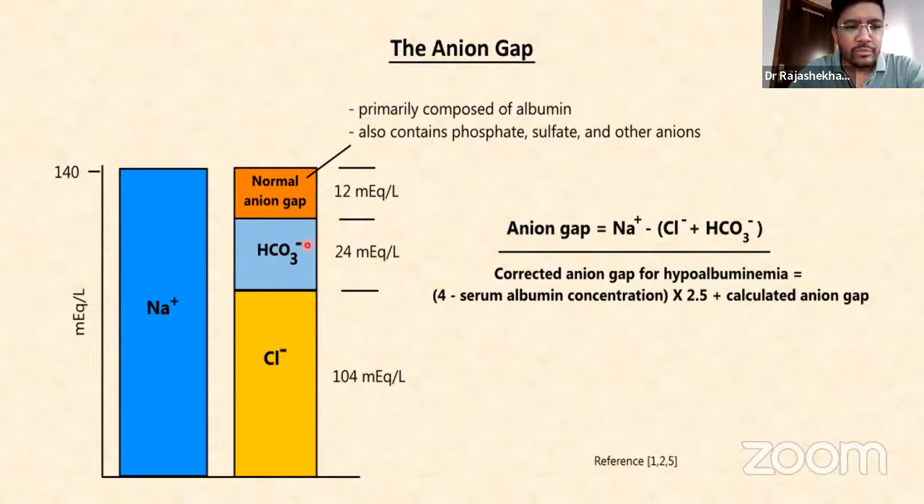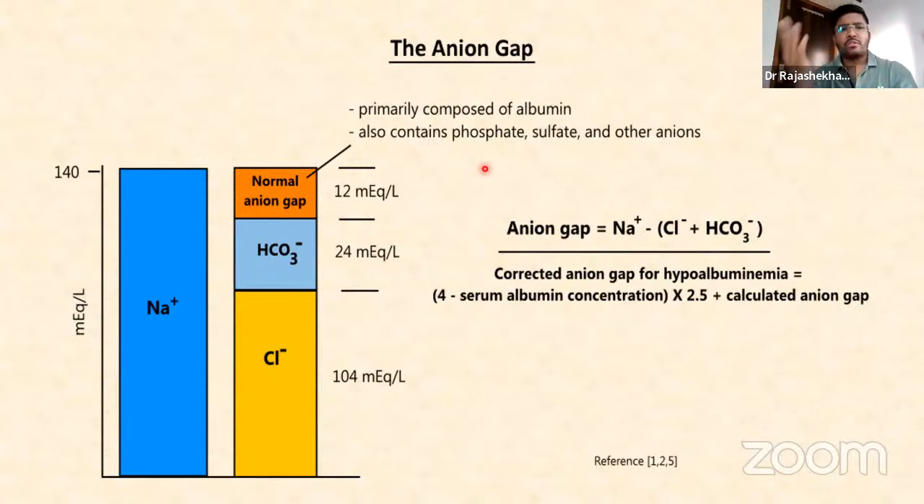So we measure the sodium. In case of anions, we can only measure chloride and bicarbonate, whereas some anions we cannot measure routinely. These are called unmeasured anions, which are usually formed by albumin, phosphate, sulfate, and some proteins. So this unmeasured anion is usually considered as the anion gap. So anion gap is usually the sodium minus chloride plus bicarbonate. This gives the amount of unmeasured anions in your body.